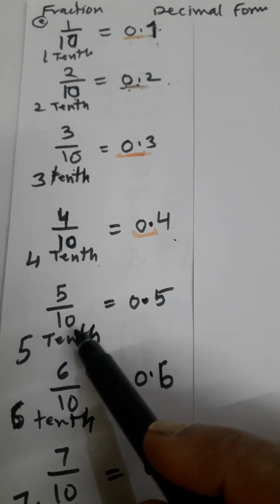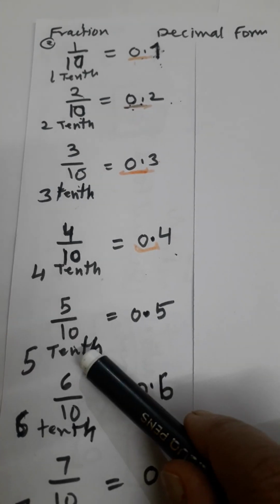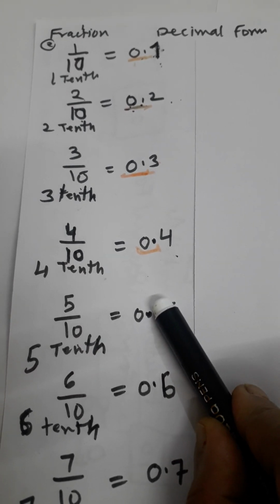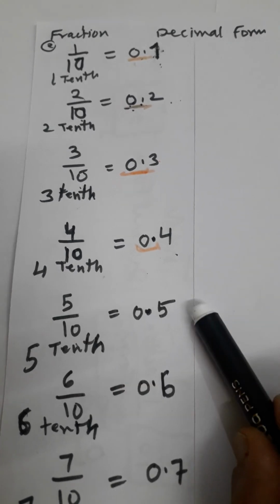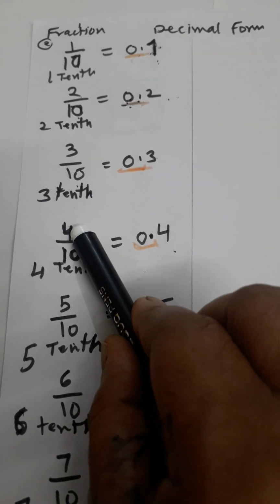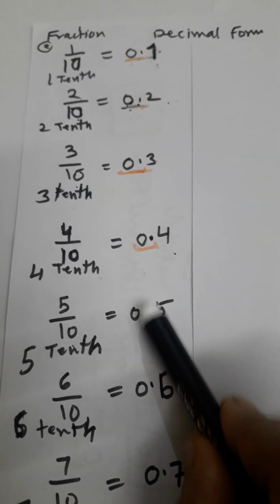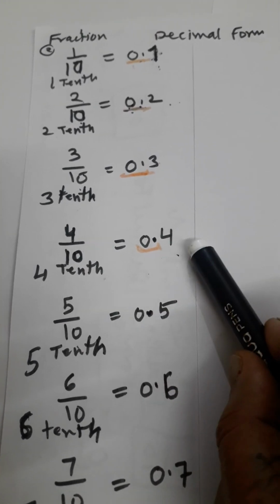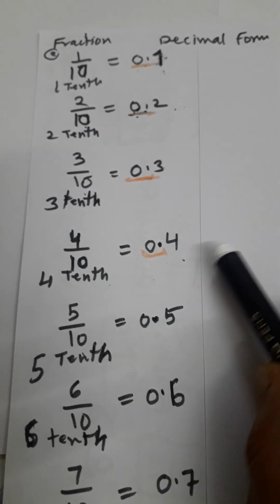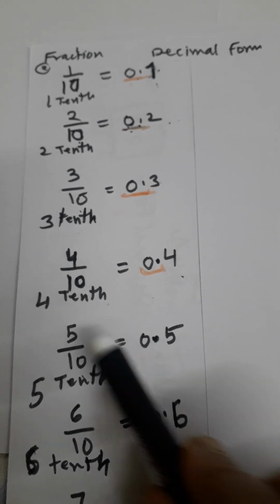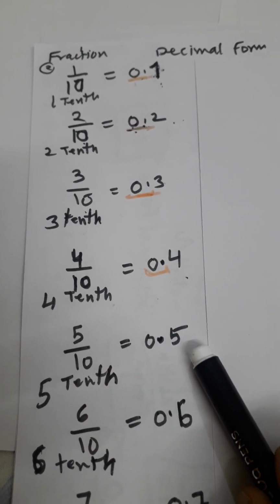Very easy, my baby. See, 5/10: we will not write down the 10 when we have to represent it in decimal form. So we first write 0 point, and then the numerator is 5, so I have written 5. Here the numerator is 4, so I have written 0.4. This point means this is decimal. 0 decimal 4, we will call it 0.4. 0 decimal 5, we will call it 0.5. So 5/10 is equal to 0.5.